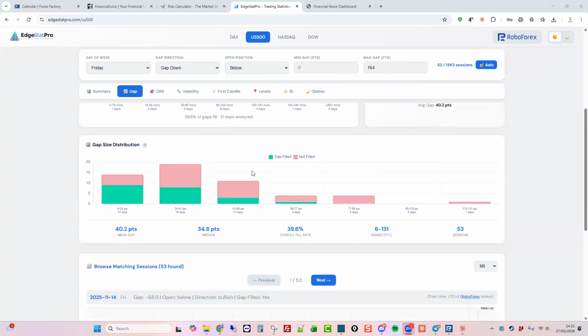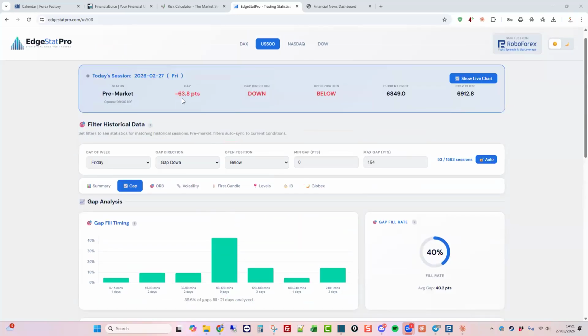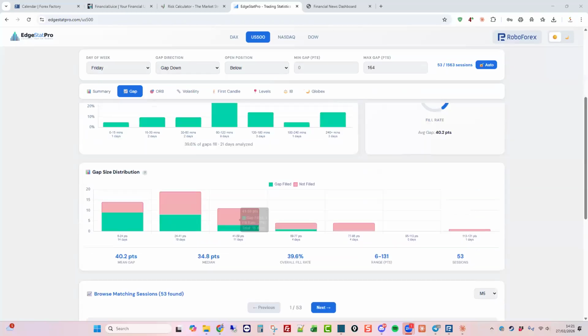Gap size distribution is also important. So the gap today is 63.8. The gap we are going to have is sitting in here. Okay. So you can see here with the size of gap that we've got today, if you hover over that, the fill rate is only 25% when the gaps are this size. Yeah. So today's actual probabilities are going to be lower because the gap size is a lot bigger than normal.